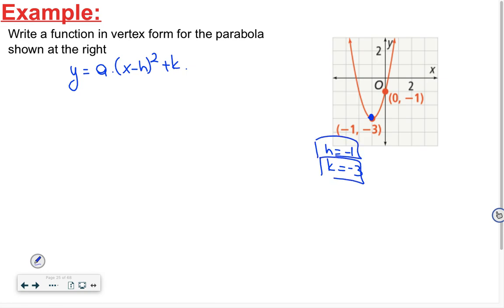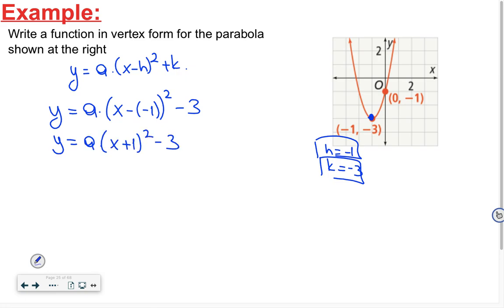If you substitute this into the function, you will get y is equal to a times x minus, what was the h? Negative 1, be careful, and then square, minus 3. We already substituted h and k values. After that, y will be equal to a times x plus 1 squared minus 3. I need to find a. To be able to find a, you need to find any point on the graph. And the point is already given to you, 0 and negative 1.